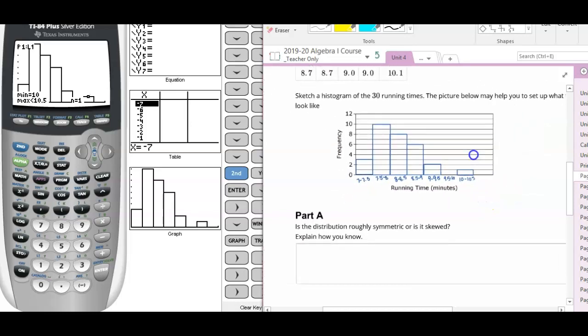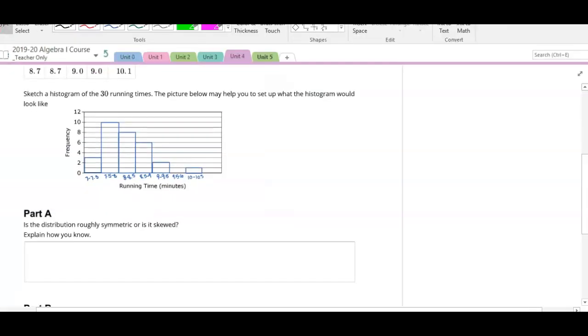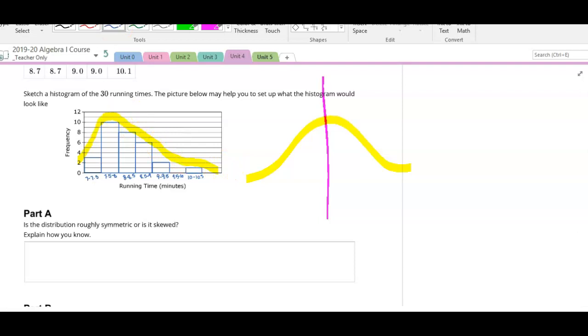So now we have our histogram, and we would say that this is roughly skewed to the right. If I try to connect the tops of these under a curve, do you see that it's not a balanced, symmetric curve right down the middle? It looks like I took the right side of this and pulled it to the right. That means that this is skewed to the right.